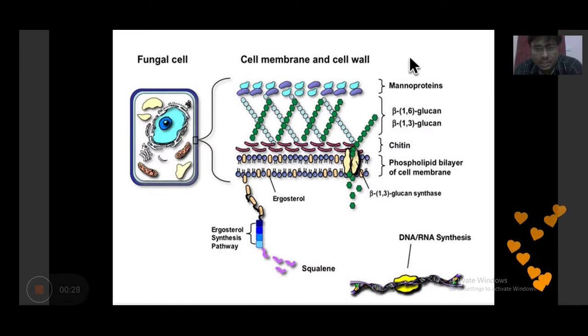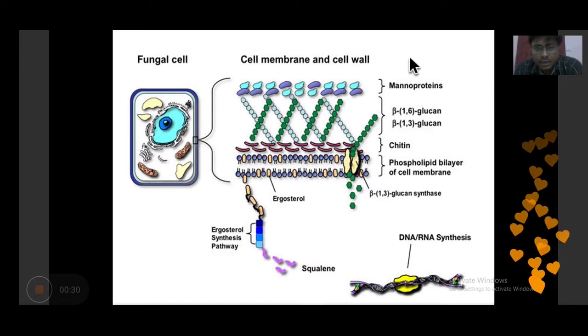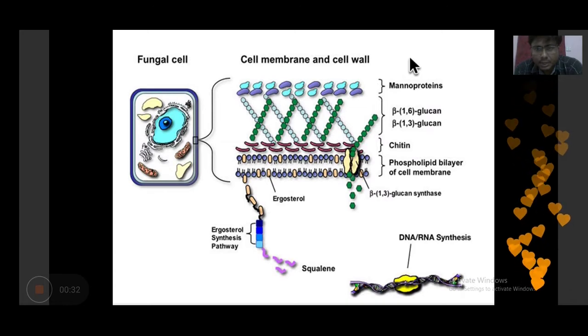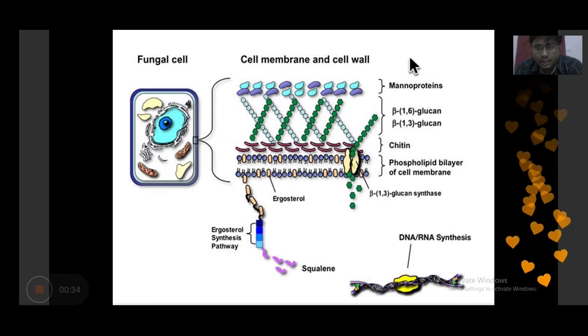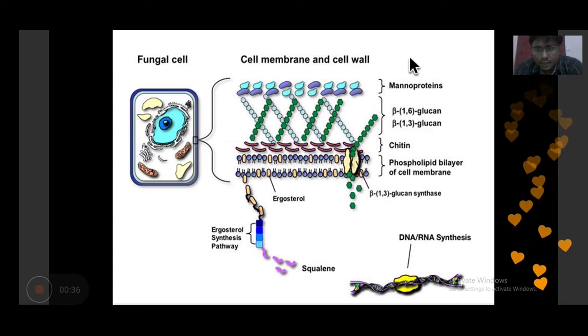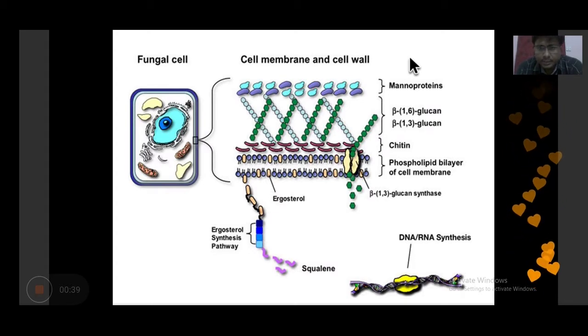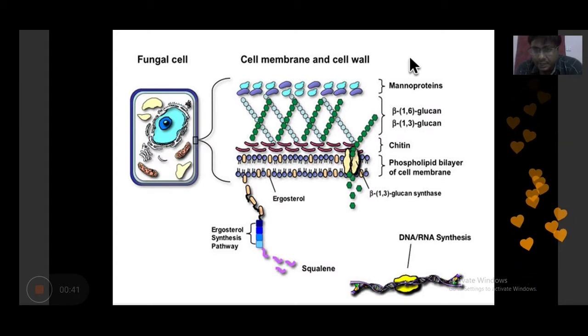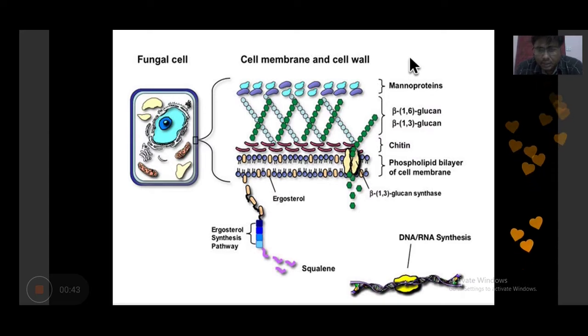Similarly, here you can see the structure of the fungal cell, where you can see a proper cell membrane and cell wall. There is cross-linking of beta glucan, which is beta 1,3 and 1,6 glucan. Then there is a layer of chitin, and then the innermost layer is the phospholipid bilayer of the cell membrane. So cell membrane is there, cell wall is there, just like any other living organism.